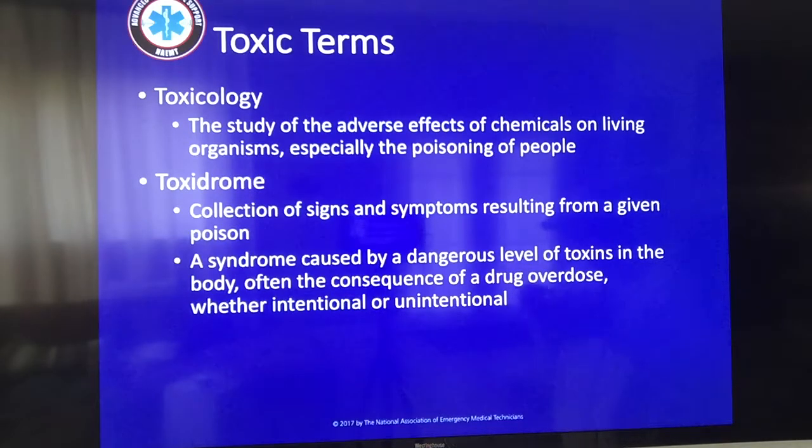So usually it's something that causes an overabundance that can be toxic to our patients. Usually when they take some substance that in overabundance will manifest its toxicity as the level gets high enough, the patient will present with some type of signs and symptoms, and that's our toxidrome that we're looking for.